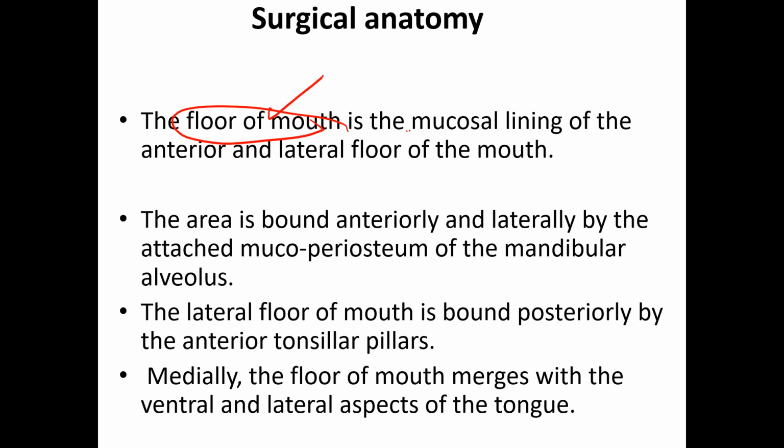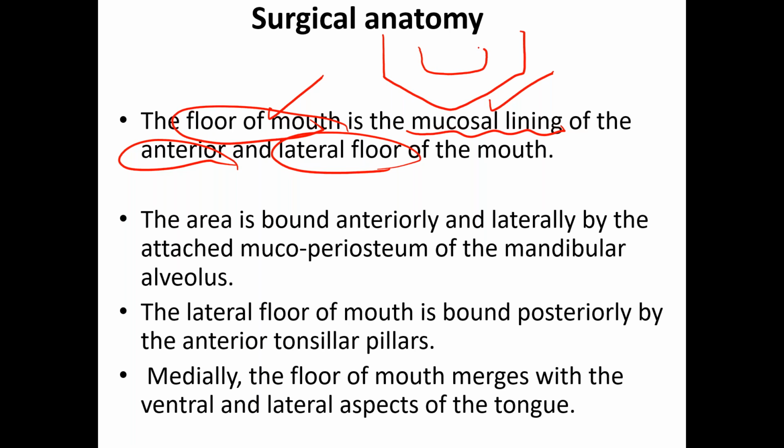The floor of the mouth is the mucosal lining of the anterior and lateral floor of the mouth. Take the mandible like this, for example, with the tongue like this. Here is the retromolar trigone, and in front is the anterior pillar. This is the retromolar trigone, and this becomes the anterior pillar, also on the side. So from below the tongue, all over is the floor of the mouth.